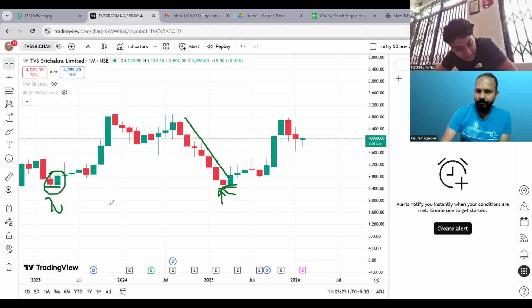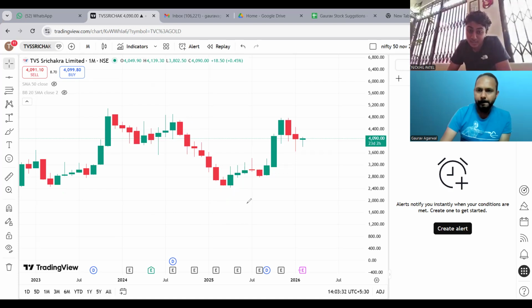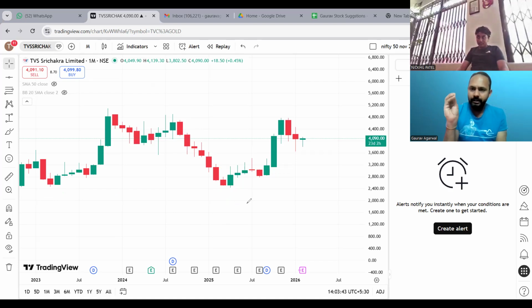Okay. Yes, I see. But I have a question. Does this also work on low time frames like 15 minutes, or does this only work on higher time frames? Works everywhere. See, whatever patterns I am teaching you, they work everywhere. The only difference will be accuracy. In lower time frames, the accuracy will be less. In higher time frames, the accuracy will be more. That is the only difference. Otherwise, all the patterns will work everywhere. Whichever instrument you want to choose, whichever time frame you want to choose, they will work everywhere.